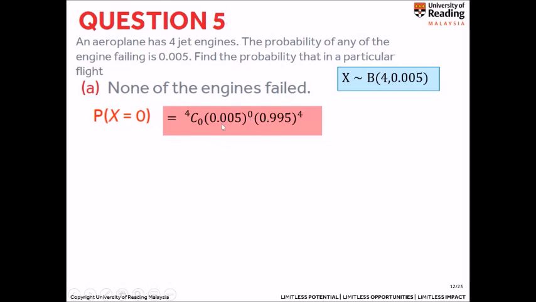So your Q is 1 minus 0.005. The answer shall be 0.995. So please use your calculator, work out these expressions. The answer should be 0.9801.